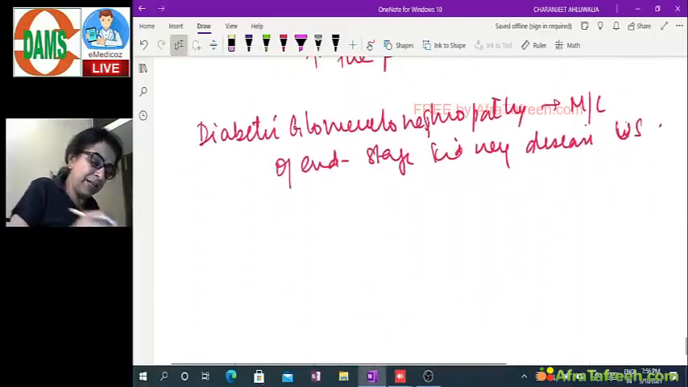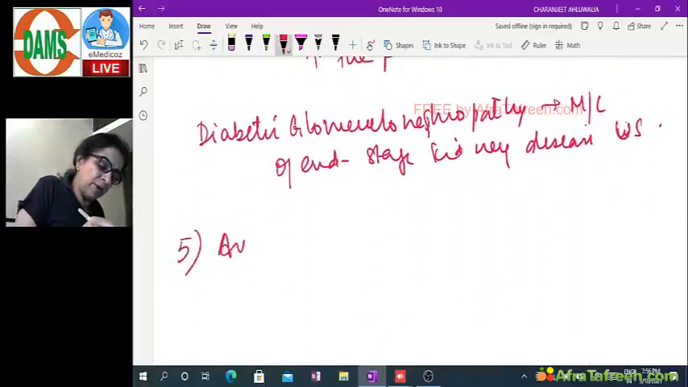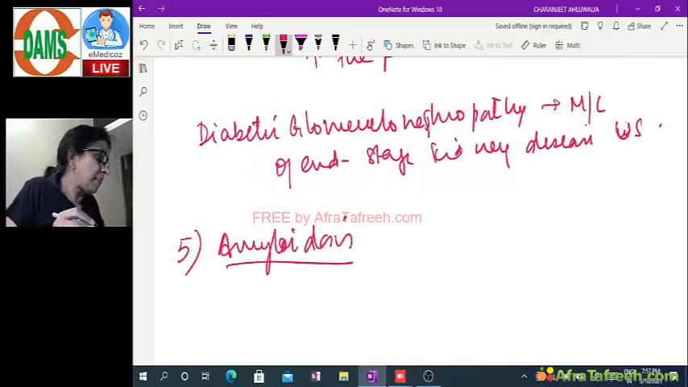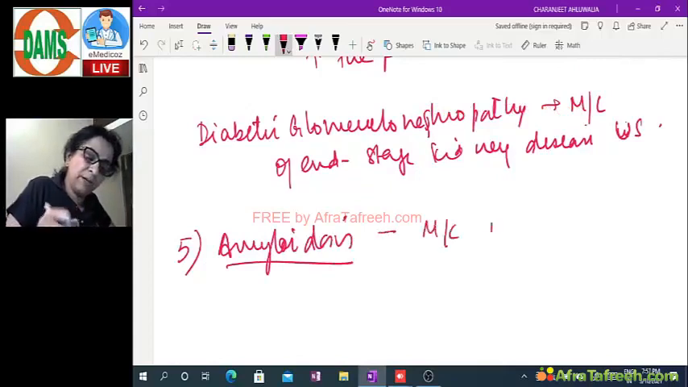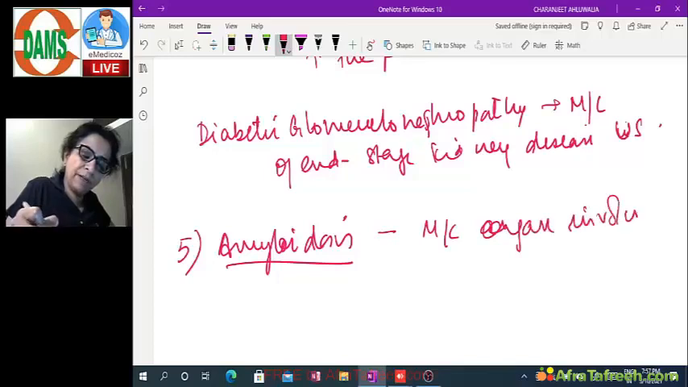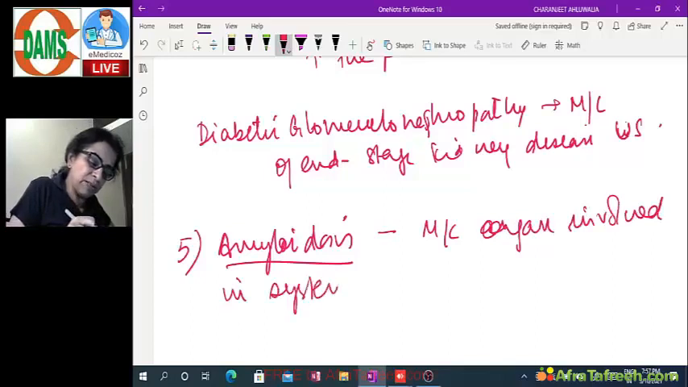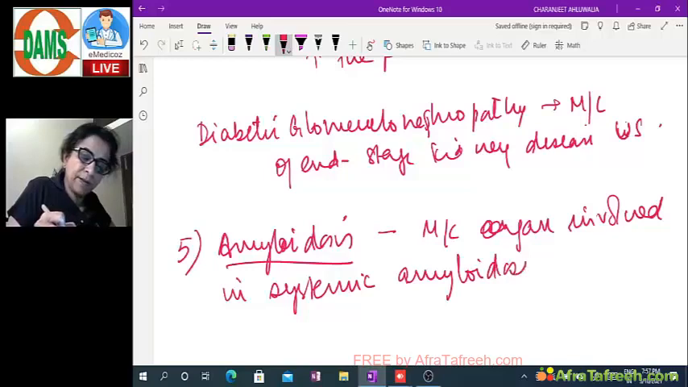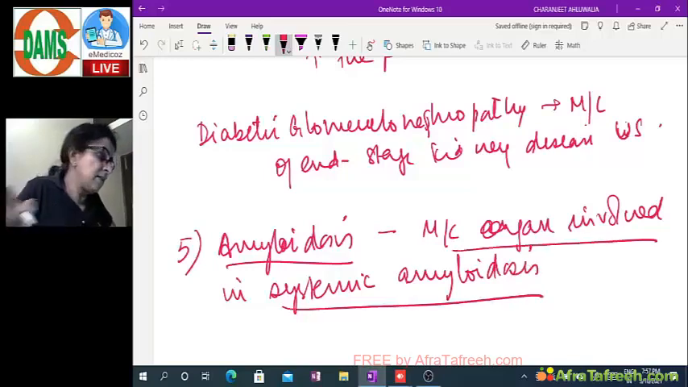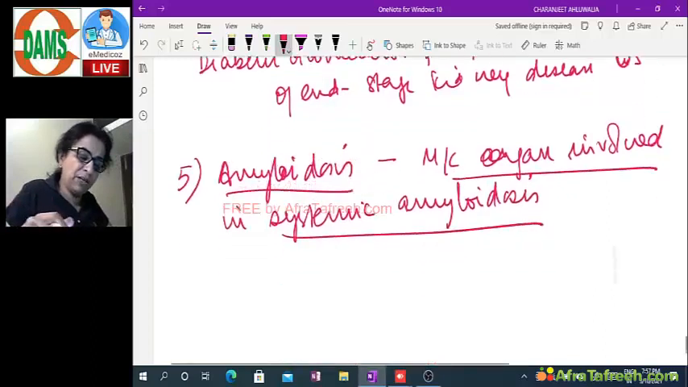Okay, the last entity in this category is amyloidosis. We have already covered amyloidosis. Kidney can be involved by amyloid. Kidney is the most common organ involved in systemic amyloidosis, which is a multi-system disorder.